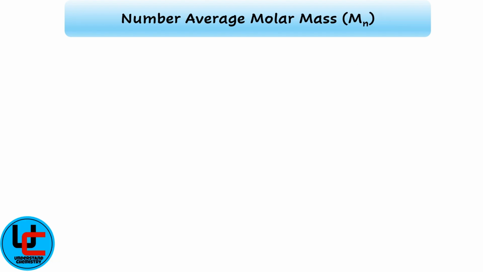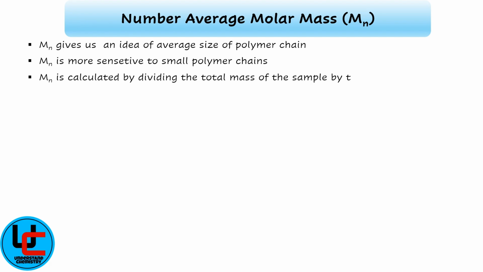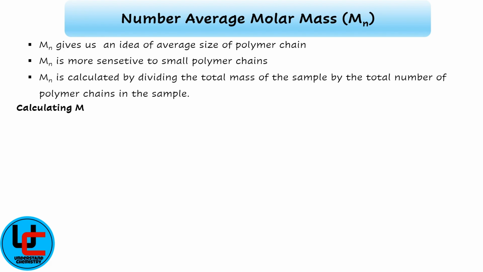Let us see first what is number average molar mass. Number average molar mass gives us an idea of average size of polymer chain. In a polymer sample, there are several polymer chains of different sizes. But number average molar mass gives equal weight to all polymer chains. It is more sensitive to small polymer chains. Mn is obtained by dividing the total mass of the sample by the total number of polymer chains.